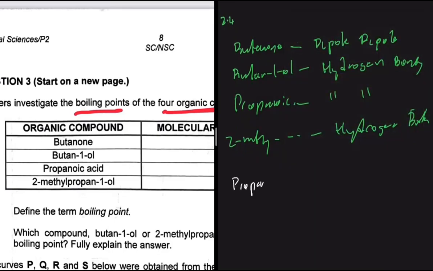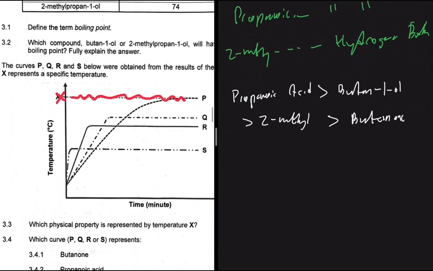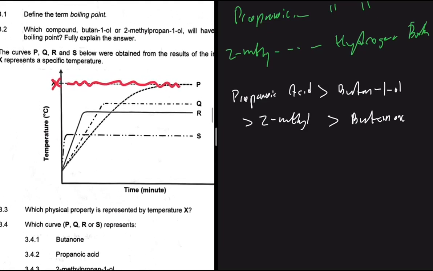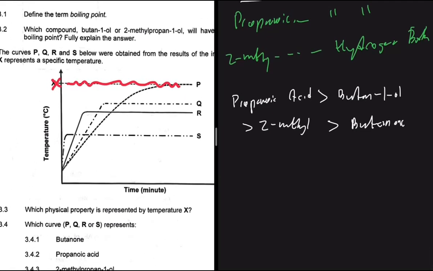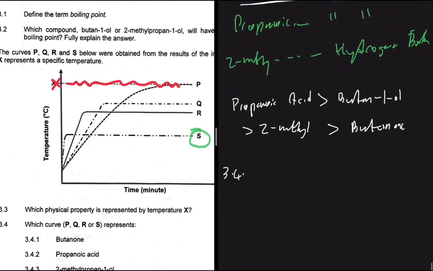So we have propanoic acid. And then what comes next? What comes next is butan-1-ol, right? And then in third place, we have 2-methylpropan-1-ol, right? And lastly, we have butanone, right? So now we can actually attempt answering our questions, right? So which curve P, Q, or S represents butanone? It will be the one with the lowest boiling point, and that is S, right? So we can say that 3.4.1, our answer is S.